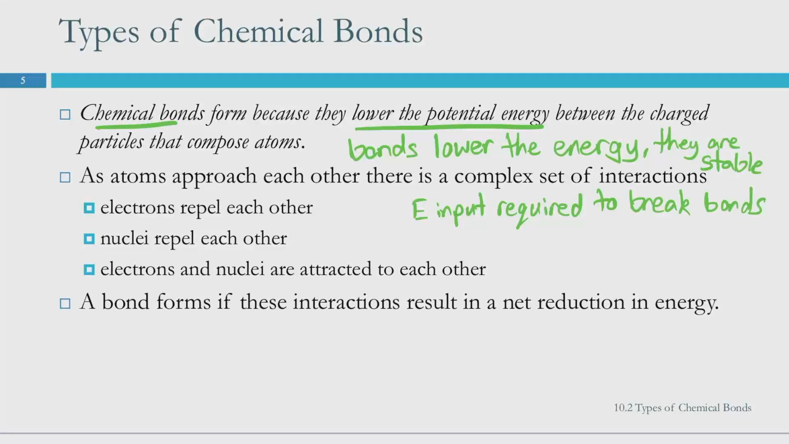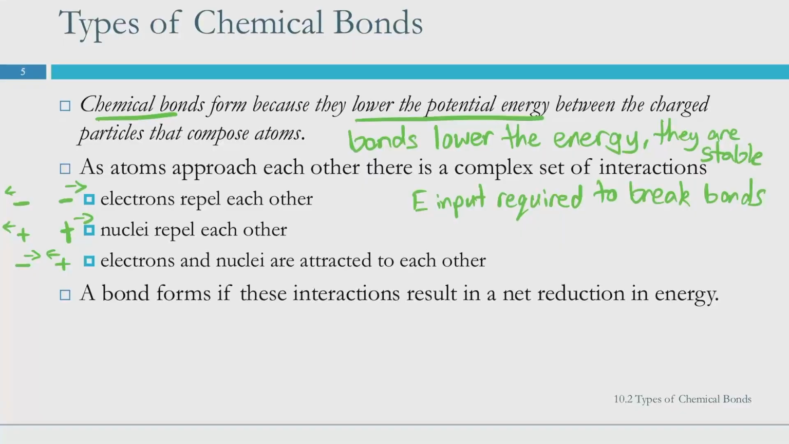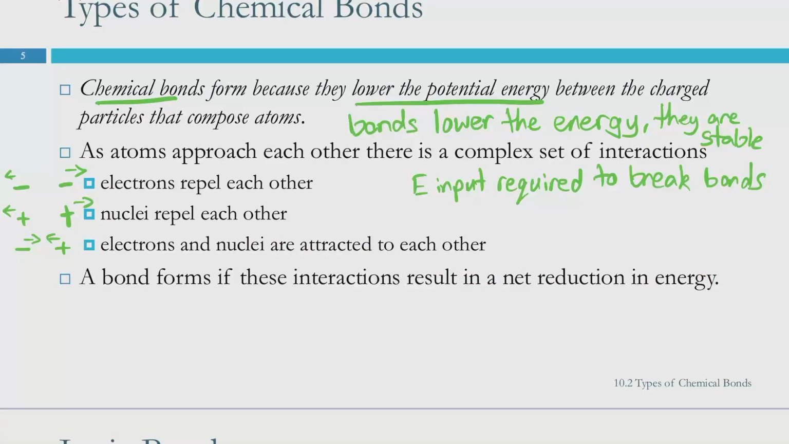When atoms approach each other, there are some interactions that go on. The electrons are going to repel each other. The nuclei are going to repel each other. Remember that electrons are negatively charged. Our nuclei have all of our positive charge in them. But the electrons and the nuclei are attracted to each other, because they are negatively and positively charged respectively. A bond can form if those interactions result in a net reduction in energy. So if the attractive force is greater than the repulsive forces, then we can get a bond to form.